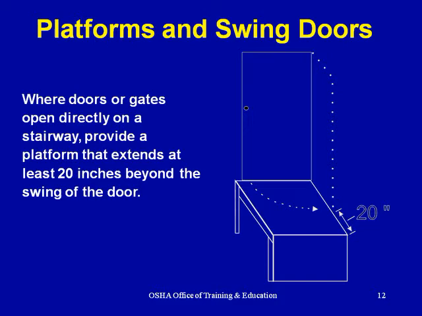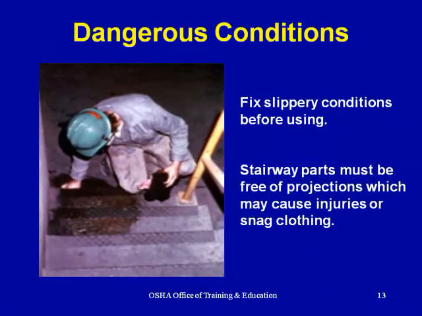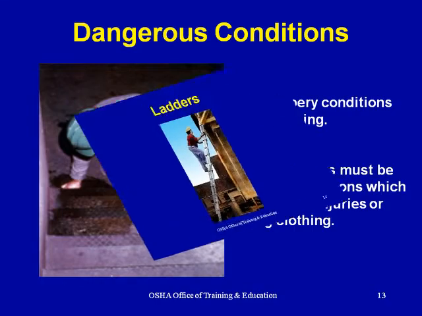Platforms and swing doors. When doors or gates open directly on a stairway, provide a platform that extends at least 20 inches beyond the swing of the door. Please note example given. Dangerous conditions. Fix slippery conditions before using. Stairway parts must be free of projections which may cause injuries or snag clothing.